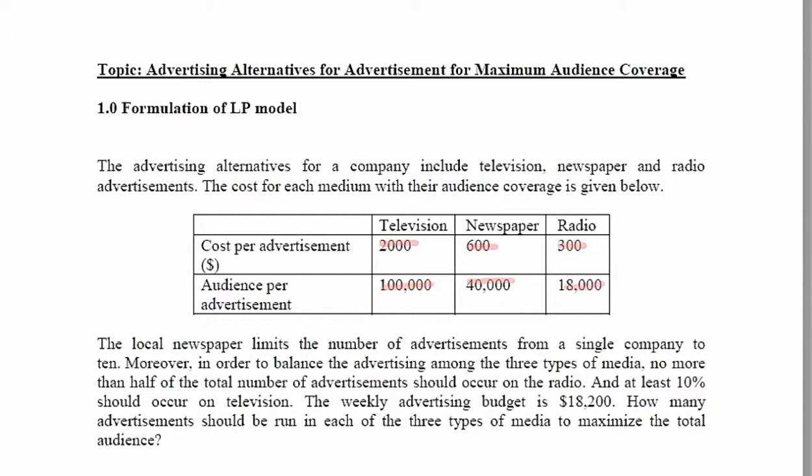The local newspaper limits the number of advertisements from a single company to 10. Moreover, in order to balance the advertising among the three types of media, no more than half of the total number of advertisements should occur on the radio, and at least 10% should occur on television. The weekly advertising budget is $18,200. How many advertisements should be run in each of the three types of media to maximize the total audience?